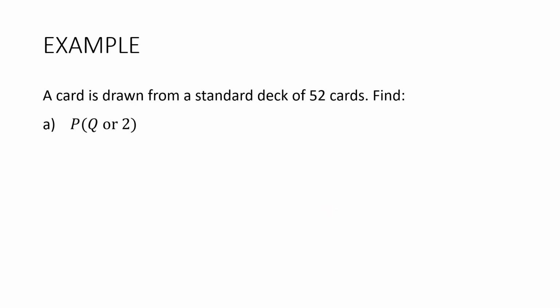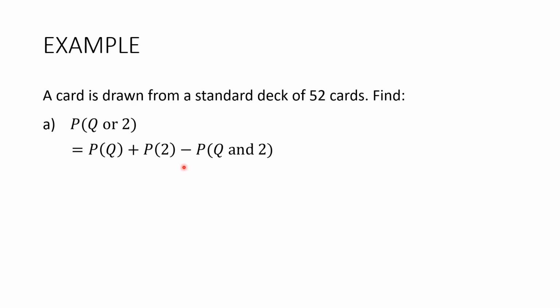A card is drawn from a standard deck of 52 cards. Find the probability that it is a queen or a 2. So or means plus. We want to find the probability that it's a queen plus the probability that it's a 2, take away the probability that it is both a queen and a 2. Can it be a queen and a 2? It can't, can it? That's actually equal to 0.